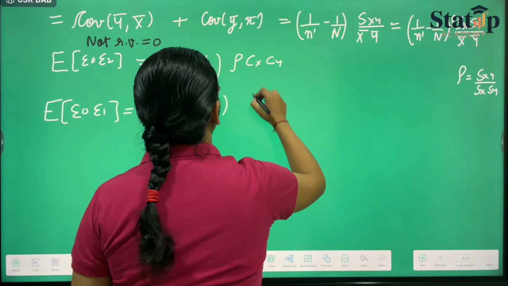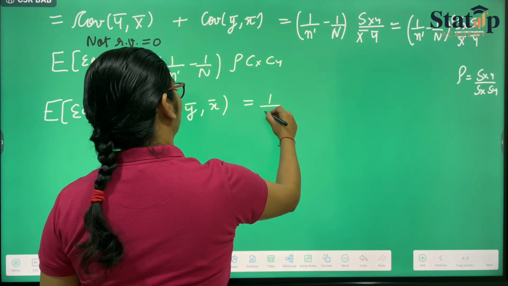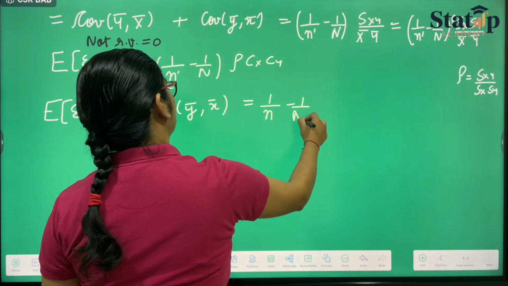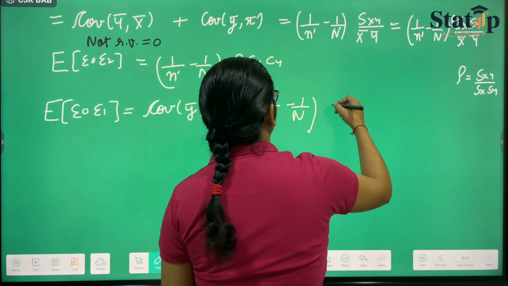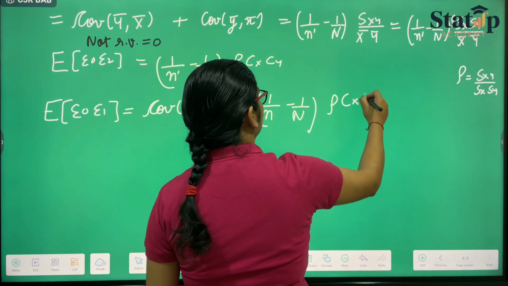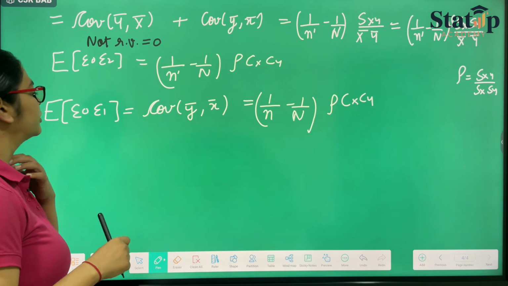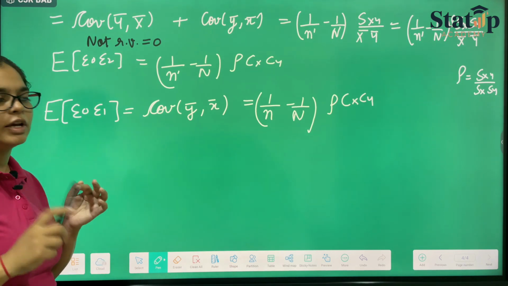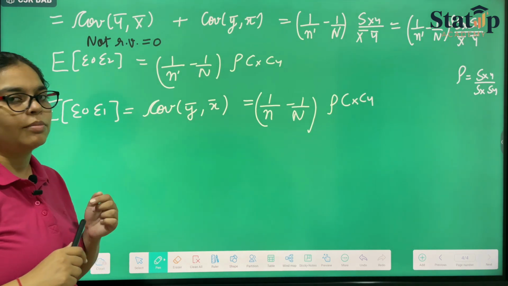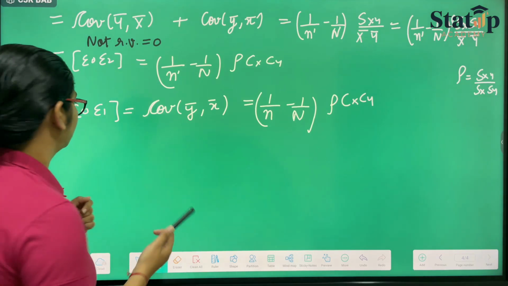Here it is prime. It will be 1 upon n minus 1 upon capital N, similar to this, rho Cx Cy, because this is the covariance between the second phase and the first phase, x bar and y bar. So we will take the sample n, which is from the second phase.